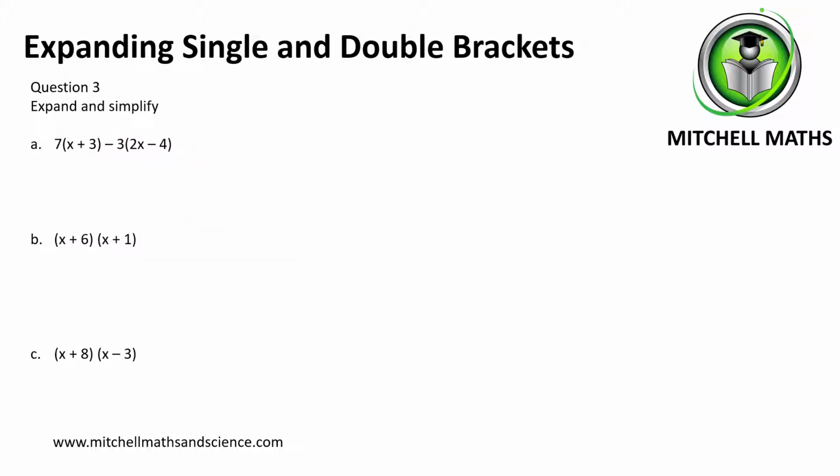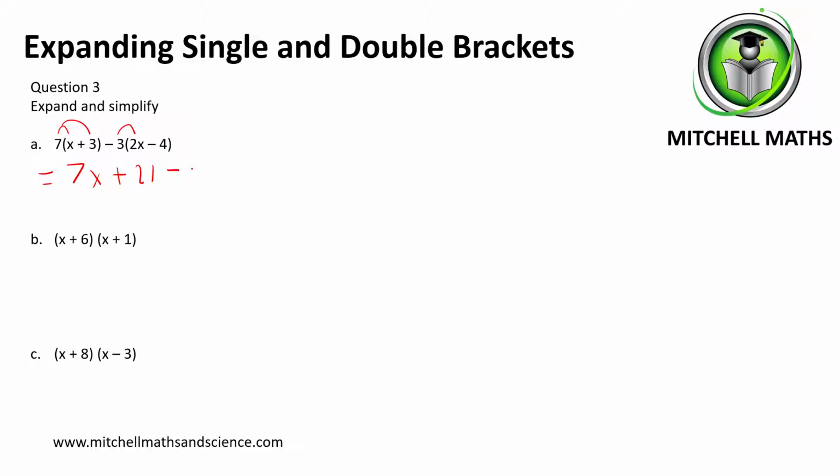Now we're going to have a look at simplifying and also going on to double brackets. So the first one is just 2 single brackets, but we've been asked to simplify. So the first thing I need to do in this question is I need to expand. Okay, so I've got 7 times x, which is 7x. I've got 7 times plus 3, which is plus 21. I've got minus 3 times 2x. Well, minus 3 times 2 is going to be negative.